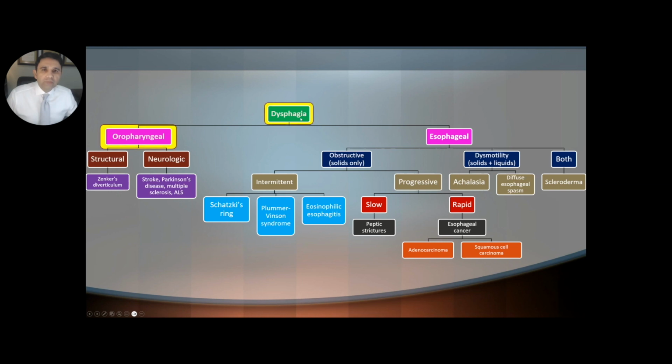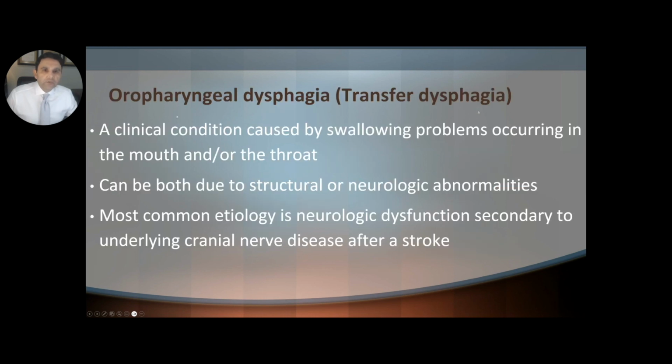So the first thing I want to mention is that we're going to be starting on this side of the algorithm. The first thing we're going to discuss is oropharyngeal dysphagia, which is one of the two big types of dysphagia. The other one is esophageal. So let's start with oropharyngeal dysphagia. Oropharyngeal dysphagia is also called transfer dysphagia. It's a clinical condition caused by swallowing problems occurring in the mouth and/or the throat. It can be due to both structural or neurologic abnormalities.